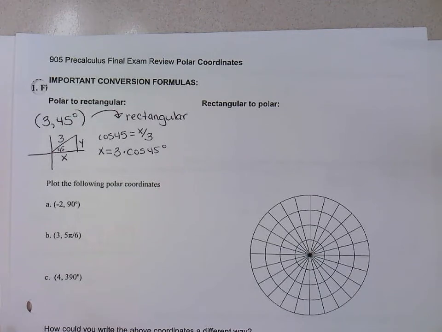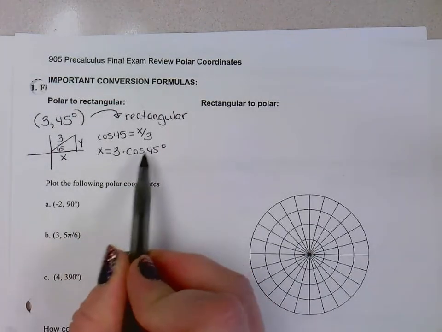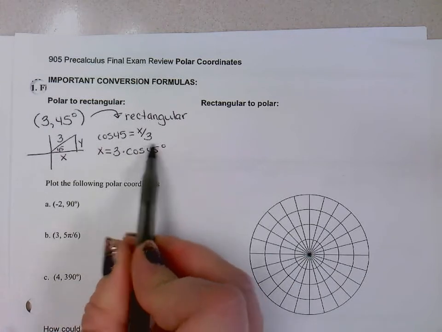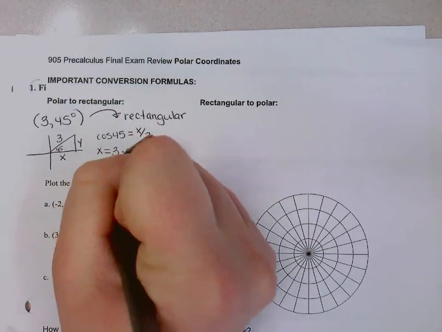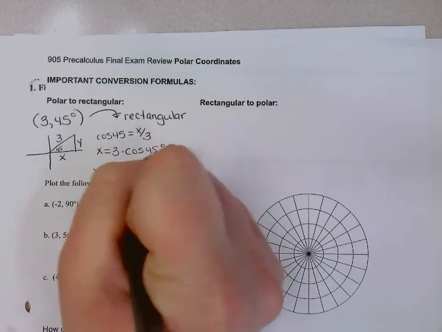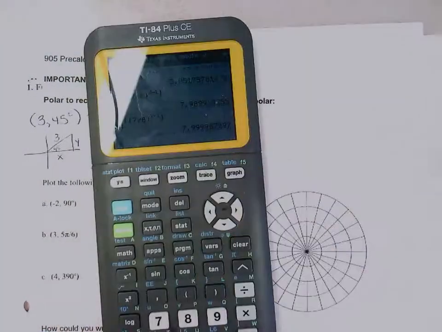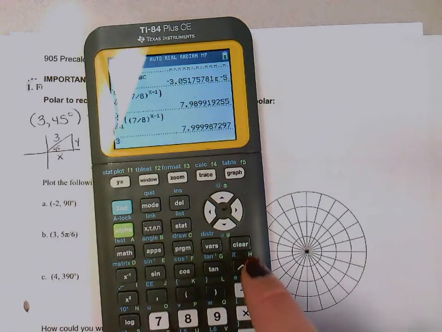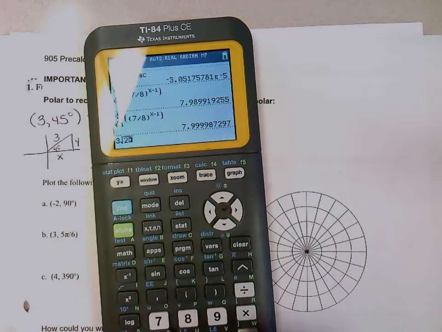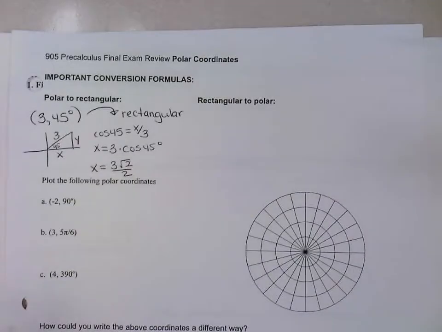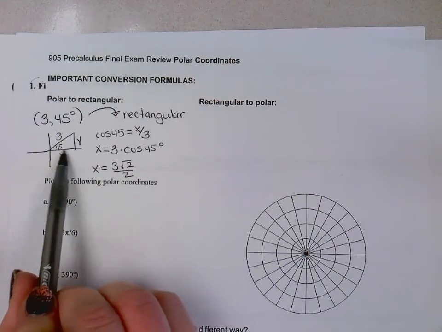R times the cosine of the angle, 3, this is root 2 over 2. So x is actually 3 root 2 over 2 as a distance. 3 root 2 divided by 2 is about 2.12 as a distance. So this is about 2.12.